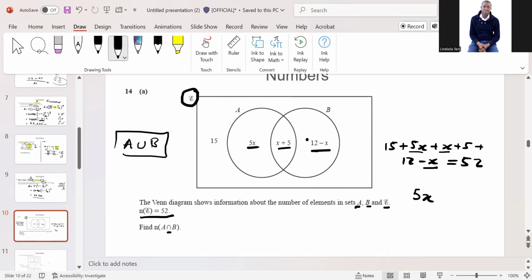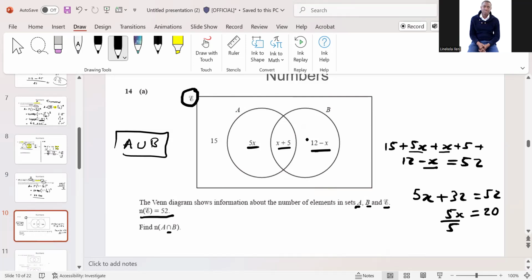15 plus the 5 is 20, plus the 12 is 32. So that will give us 32 plus 5x equals 52. Then obviously you minus 32 from both sides. You will end up with 10. Is it 10 or 20? Is it 10 or 20, guys? I hope I just calculated that right. So that gives us 20 equals 5x.